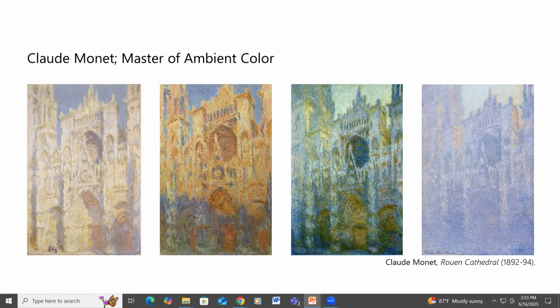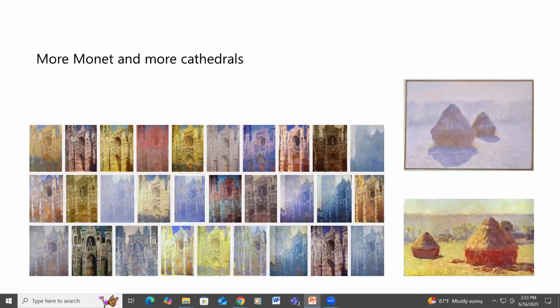So another master of ambient color, both of atmospheric perspective, but also of the idea that color is really very much dependent on the light situation and not on the object, is Claude Monet. Monet did a lot of series where he would take the same subject matter and paint it again and again in different atmospheric conditions. And he loved Rouen Cathedral, because being a stone building, the stone was mostly light, a light gray color, it reflected whatever the color was of the atmosphere.